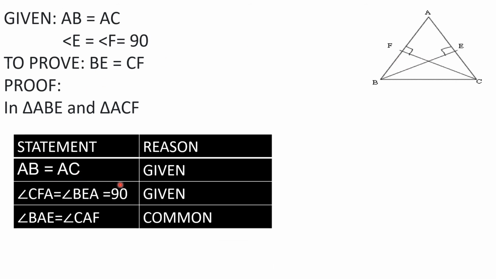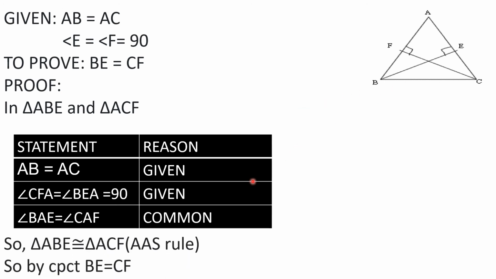First, AB is equal to AC given, angle CFA is equal to angle BEA, given, that is equal to 90 degrees, and angle BAE is equal to angle CAF, which is the common angle over here. So by angle angle side, both the triangles are congruent, and by CPCT you can say that BE is equal to CF.